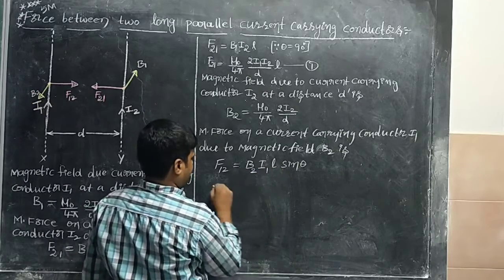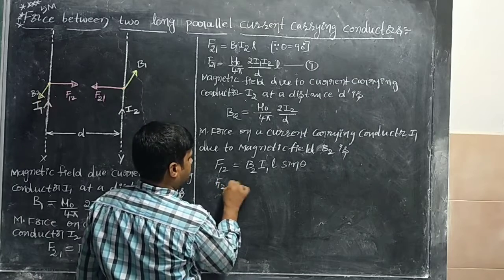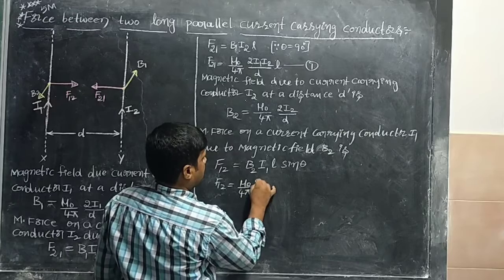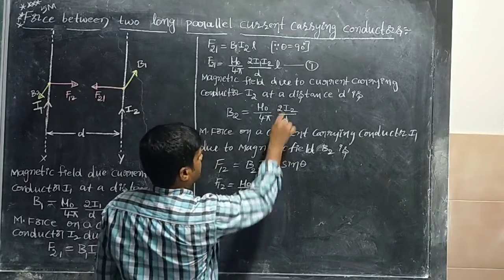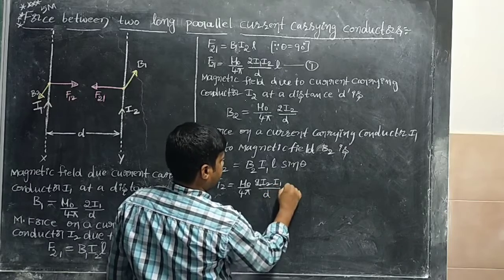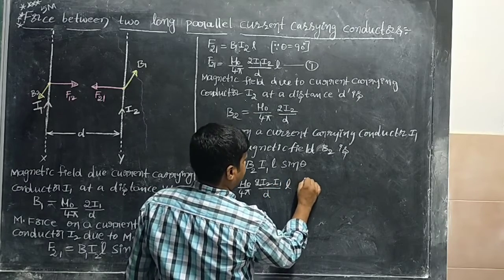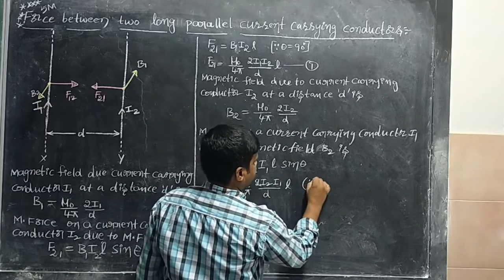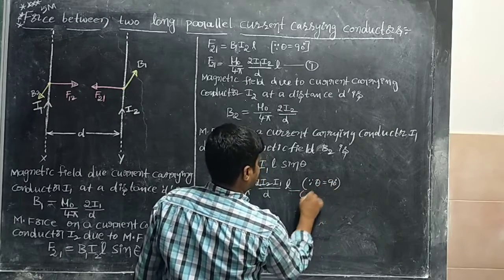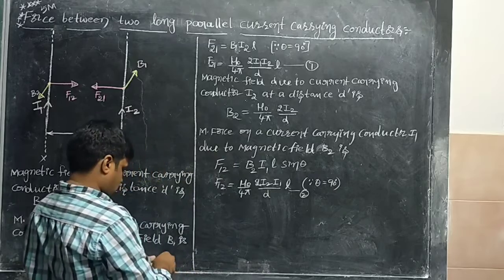B2 into I1. Now F12 is equal to B2, that means mu naught by 4 pi into 2 I2, next to I1, I1 divided by d into L. We can write sin theta becomes 1, since theta is equal to 90 degrees. Now this is equation number 2.